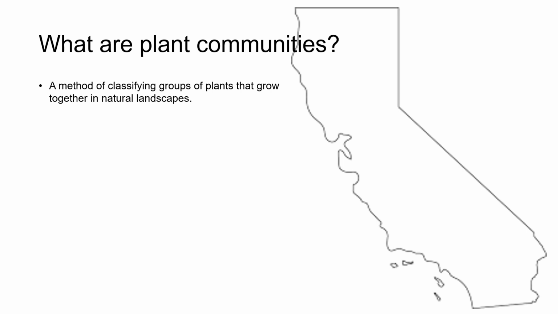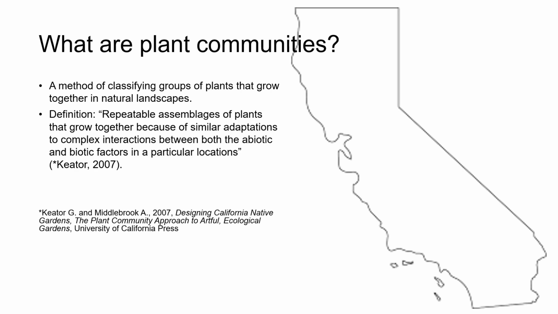In his book, Designing California Native Gardens, author and botanist Dr. Glenn Keeter defines plant communities as repeatable assemblages of plants that grow together because of similar adaptations to complex interactions between both the abiotic and biotic factors in a particular location. So let's take a closer look at what that actually means, starting with repeatable assemblages.